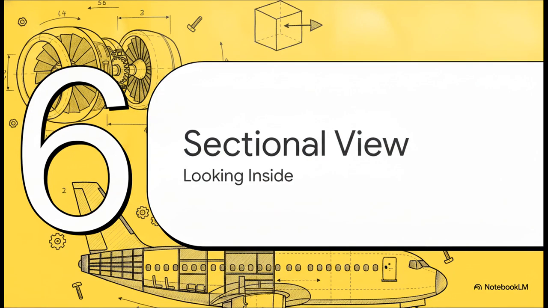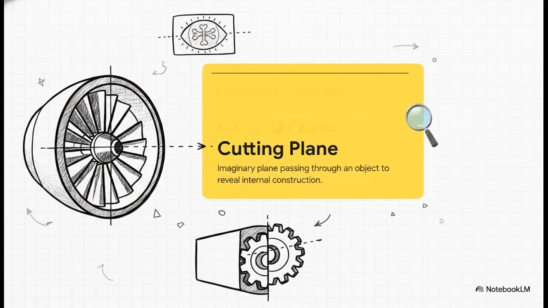And finally, Section 6, Sectional View Drawings. Sometimes standard exterior views just aren't enough to figure out how a component works internally. When that happens, we imagine a cutting plane slicing right through the object. It's essentially giving you X-ray vision. By conceptually cutting away a part of the object, we can reveal the internal shape, the construction, and all those hidden features that would otherwise be totally obscured from the outside.